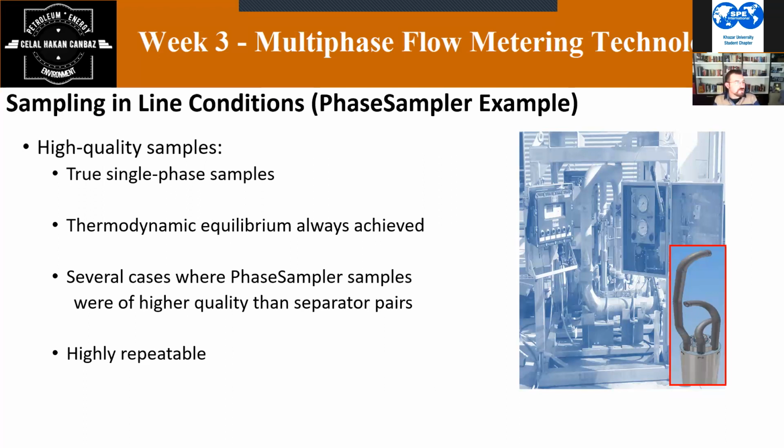Okay, so there are several cases where phase sampler samples were higher quality than separator samples, of course. I said direct taking from the line and using another probe. So the quality of your samples and the representativeness compared with the separator is much higher. It's highly repeatable. How many samples you want, you can get. Okay, take out one, put another one.